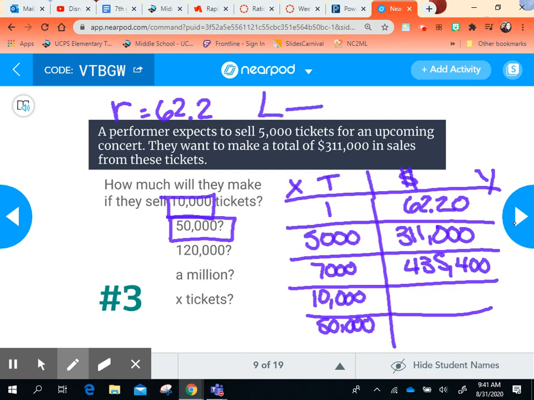Our tricks to help us work out our table: from left to right, we're doing what? Are we multiplying or dividing? Multiplying. From right to left, we're doing what? Dividing. So you ask, what are we dividing? What are we multiplying? You're multiplying or dividing by the number in your table and your unit rate. So if we're on the left column, you're doing 10,000 times 62.2. We should have this down by now if we were following along.